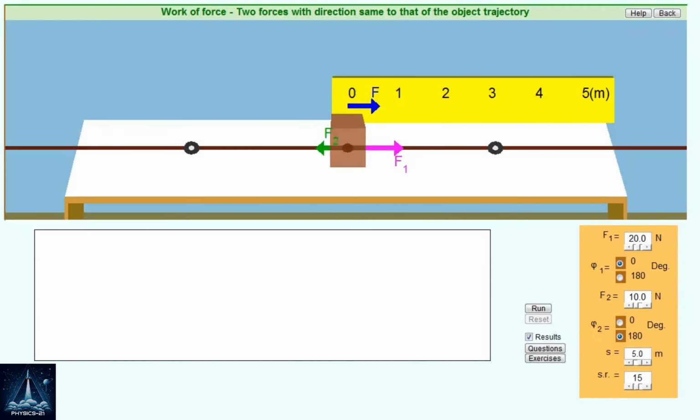The aim of the simulation is to study the produced work of two forces having the same direction with that of the motion. For this reason, it is shown as an object on a laboratory table on which they are exerted through a spring, two forces F1 and F2 with constant magnitude. Assume that the object moves a distance s.